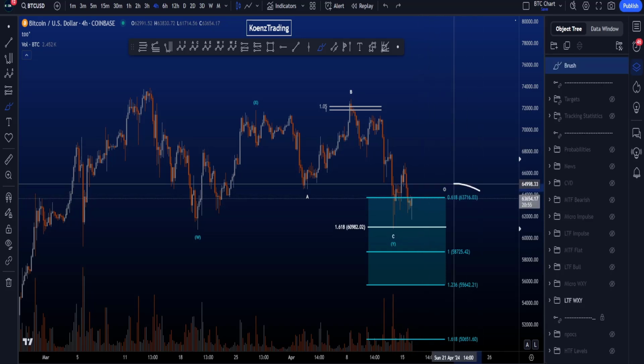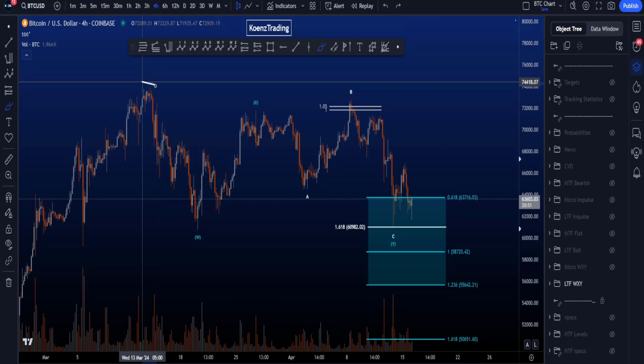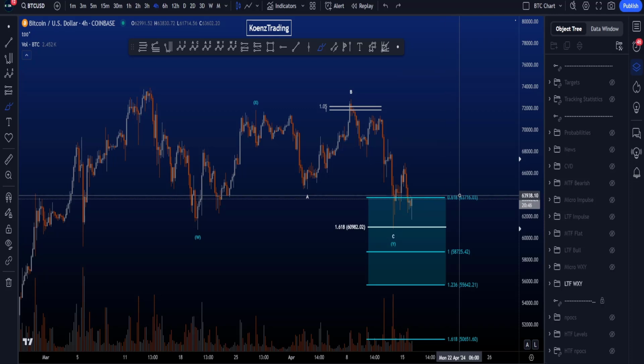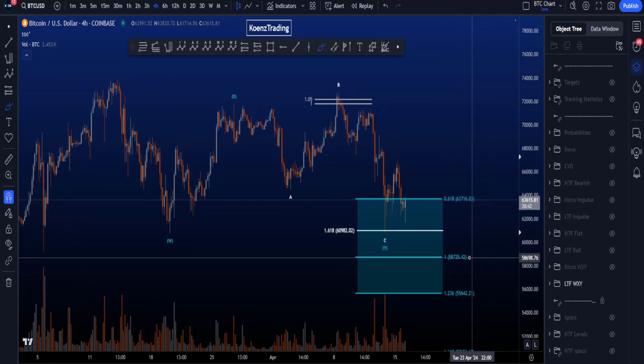The common target for wave Y is between the 0.618 and the 1.236 trend-based fib extension taken from the high to the low of W to the high of wave X, giving you a target area between 63.7k and 55.6k.